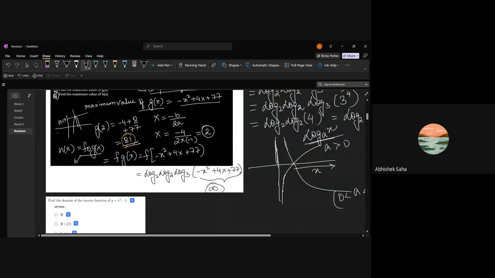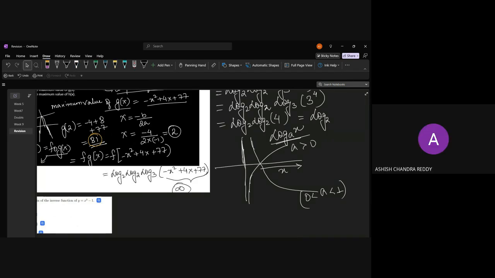Have you seen the graph of this x square? If a is negative, we can find the maximum value only here. Remember, right? If a is negative, we can find the maximum value, not the minimum value. The minimum value will be minus infinity.